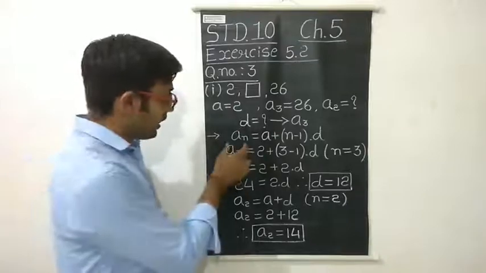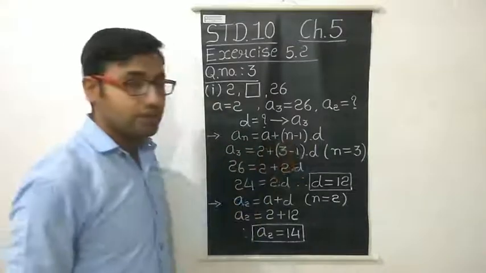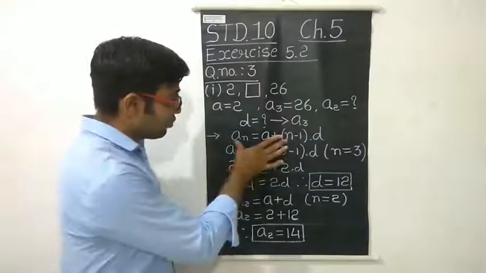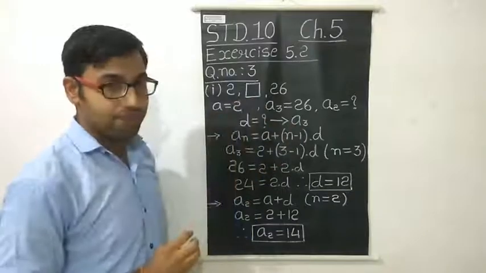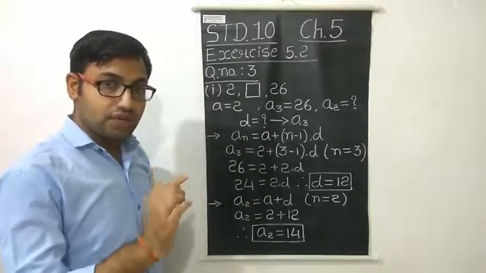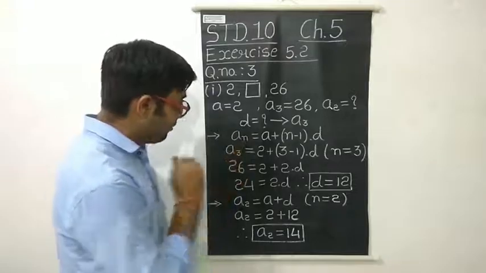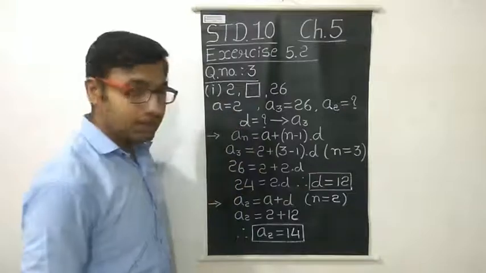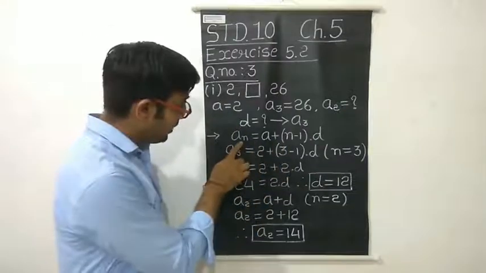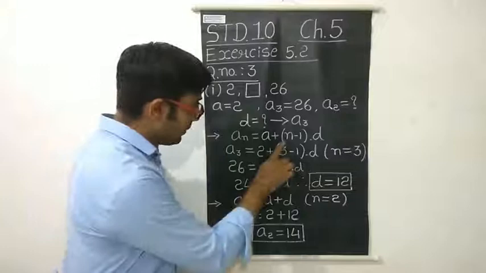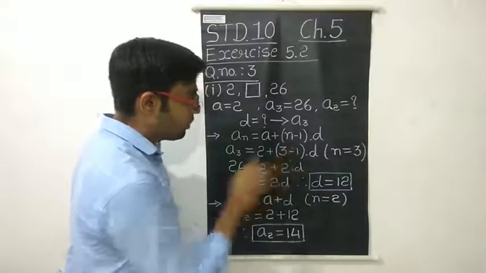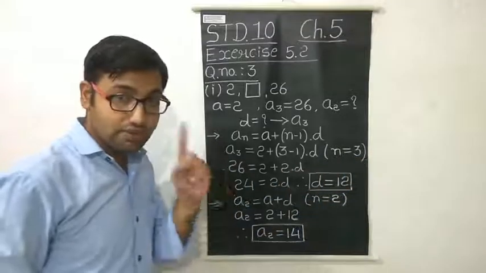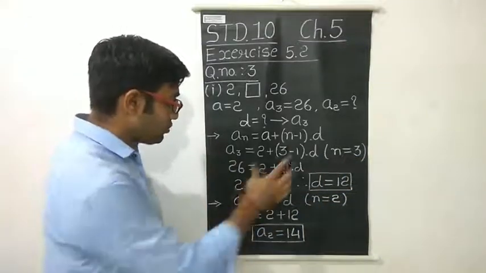By using the formula an is equal to a plus n minus 1 into d, we can find the value of d. Currently we have to use this formula for the third term. Third term means n is equal to 3. So instead of n, we put 3. a3 is equal to the first term, a, that is 2, plus n minus 1, that is 3 minus 1, into d. Remember, we are currently using this formula for n equal to 3. Now simplify this.